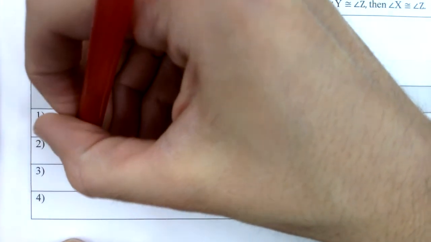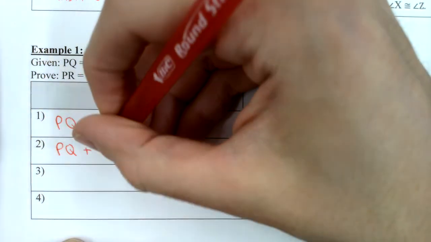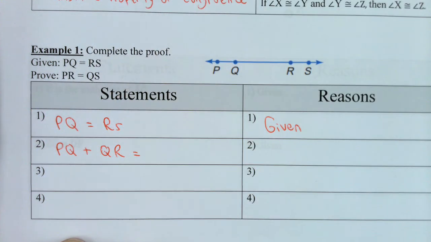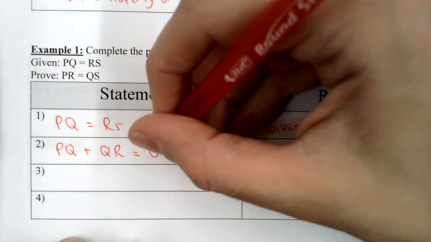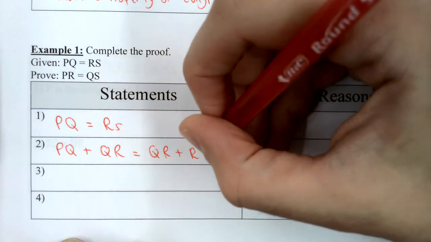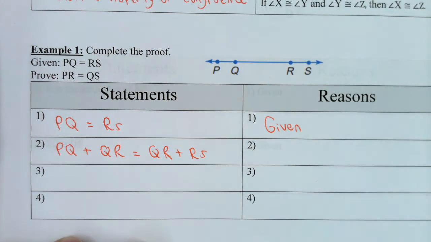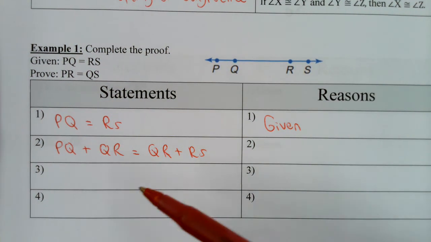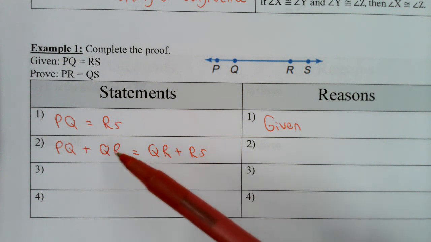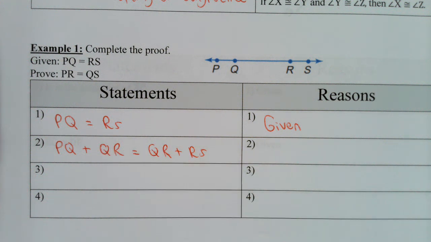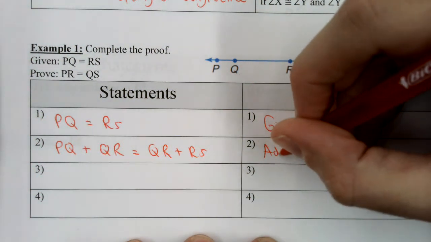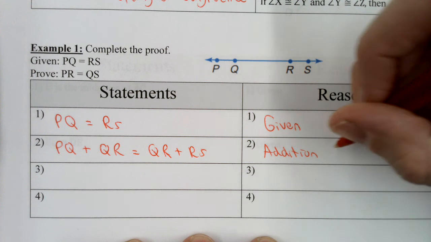What if I say PQ plus QR equals QR plus RS? Can I do that? Because I'm just adding the same thing to each side. I'm adding QR to each side. So that's the addition property of equality.